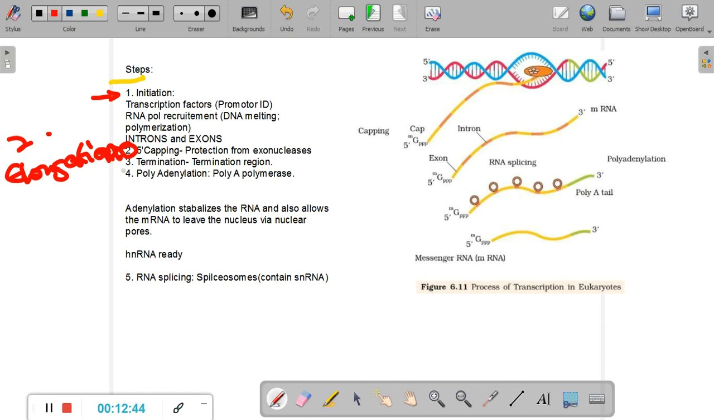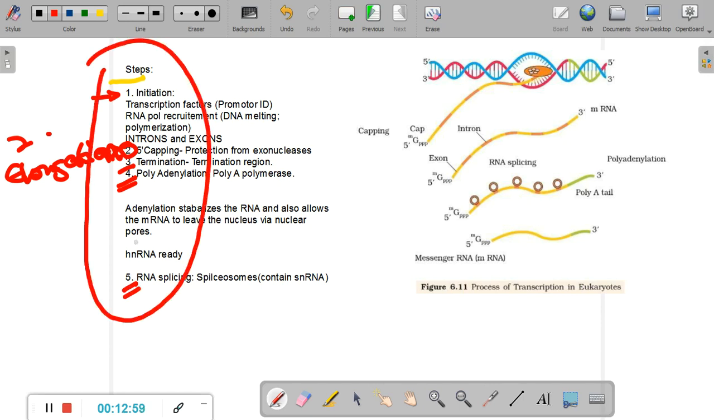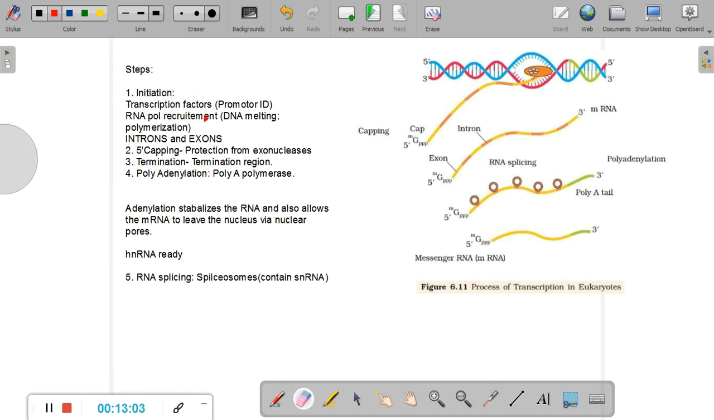The third step here is termination. The fourth step is known as polyadenylation, and the last step involved in the process of transcription in eukaryotes is known as RNA splicing. So you see, this entire process is far more complex than the process of transcription in prokaryotes. Now let us look at these steps one by one.